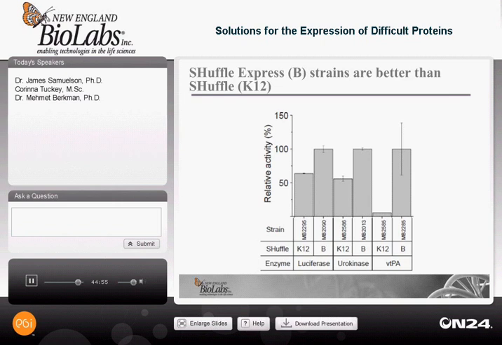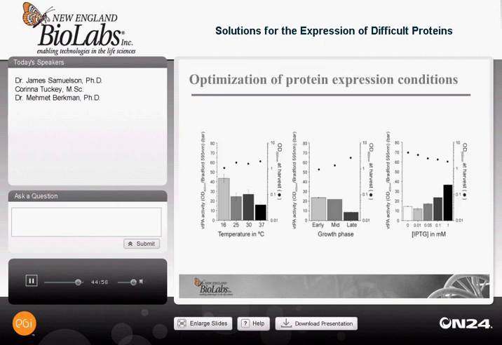A lot of the questions I get regarding the Shuffle strain is, I have a protein, how do I express it? What should I try? So for researchers on just your average lab bench, we thought we should do the protein expression optimization on the same conditions.